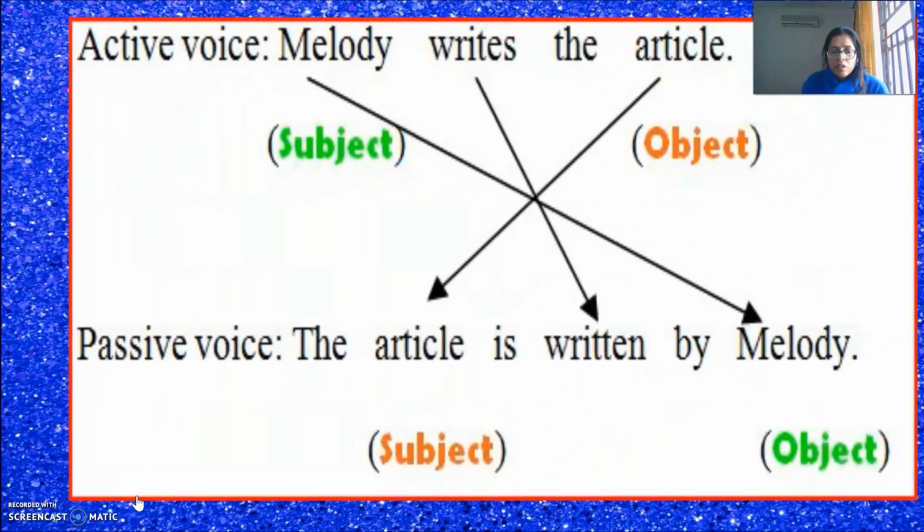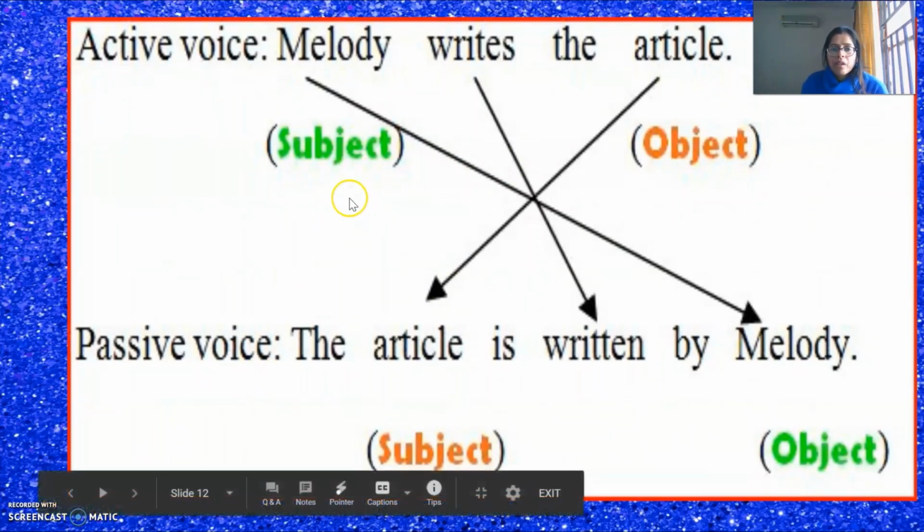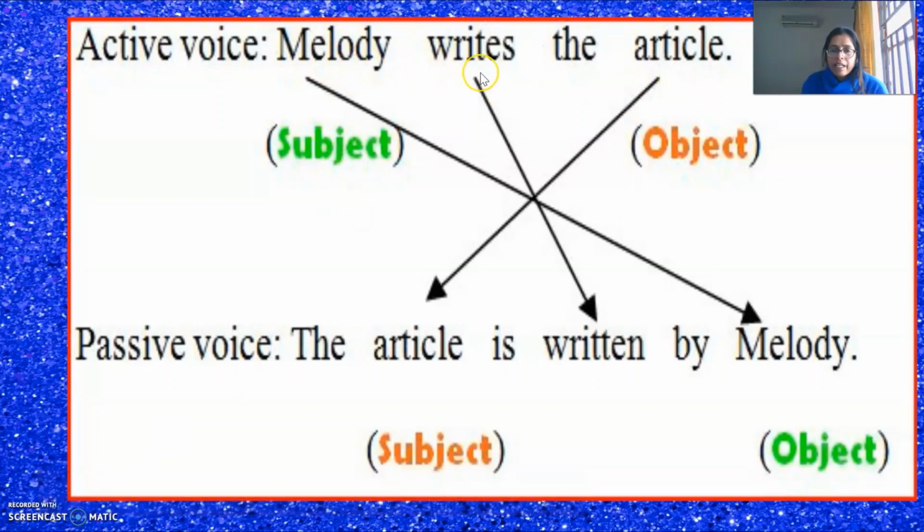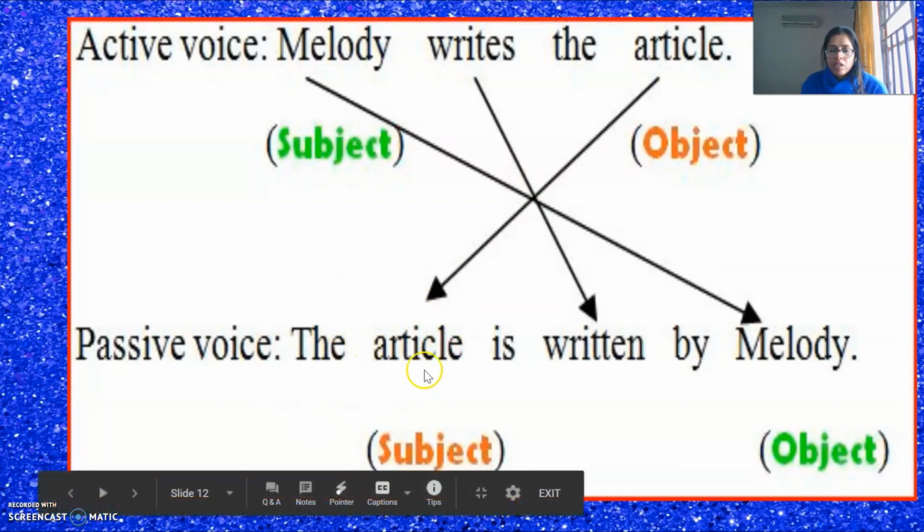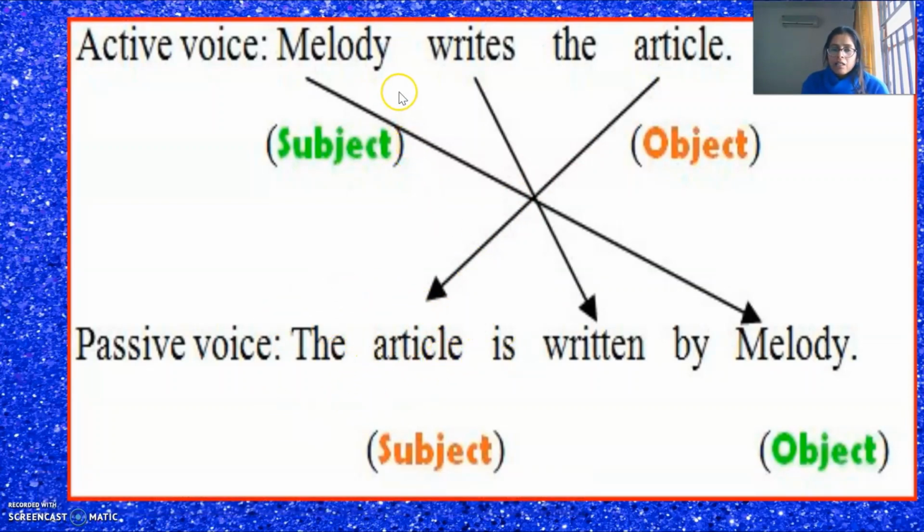Yes, one more example. Melody writes the article. Melody is the subject, writes is the verb, and article is the object. Now melody is going to be shifted here and article is shifted here. Since article is the object, the object becomes the subject as per rule, so article here has become the subject and melody has acquired the place of object.